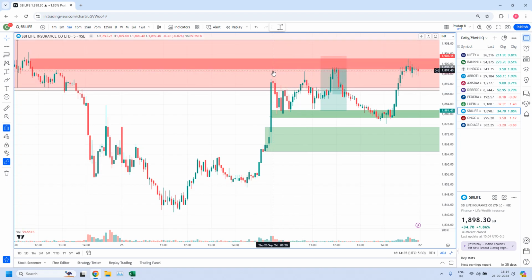Why did we miss this first opportunity? This is a good opportunity. This is another good opportunity. Why missed? Because we don't have belief in this zone. Drop base drop is not really having some concern. This is looking like a normal zone.